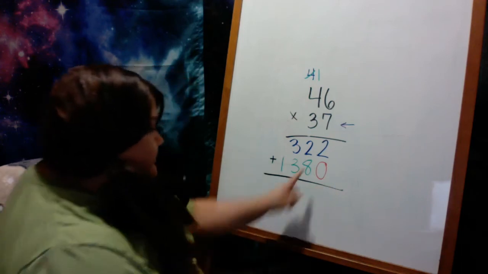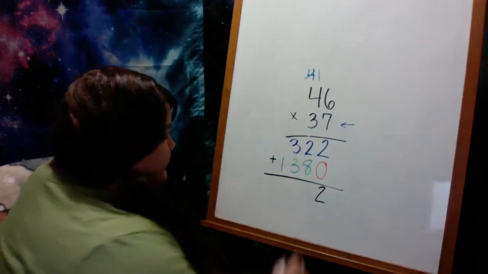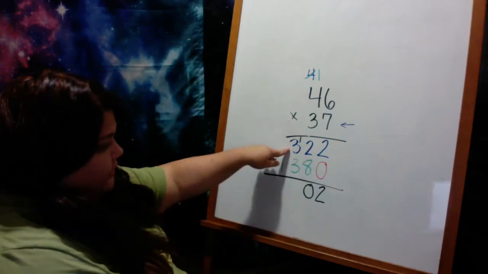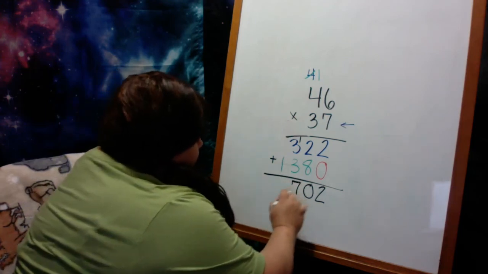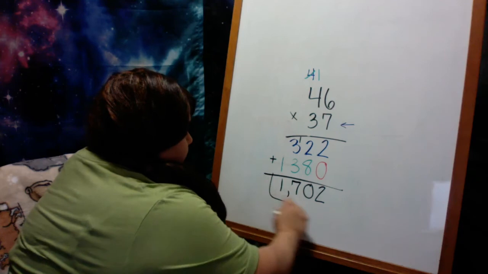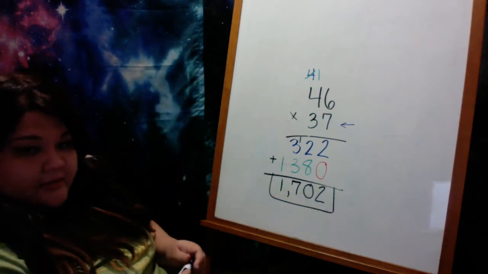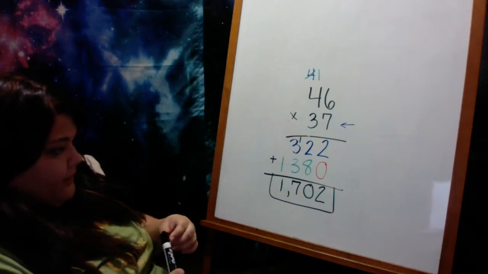Now I can add them up. 2 plus 0 gives me 2. 2 plus 8 gives me 10. 1 plus 3 is 4. And 4 plus 3 is 7. And 1 plus nothing gives me 1. And I always box or circle my answer so that it's easy to find amidst all of the work that I show. Okay.